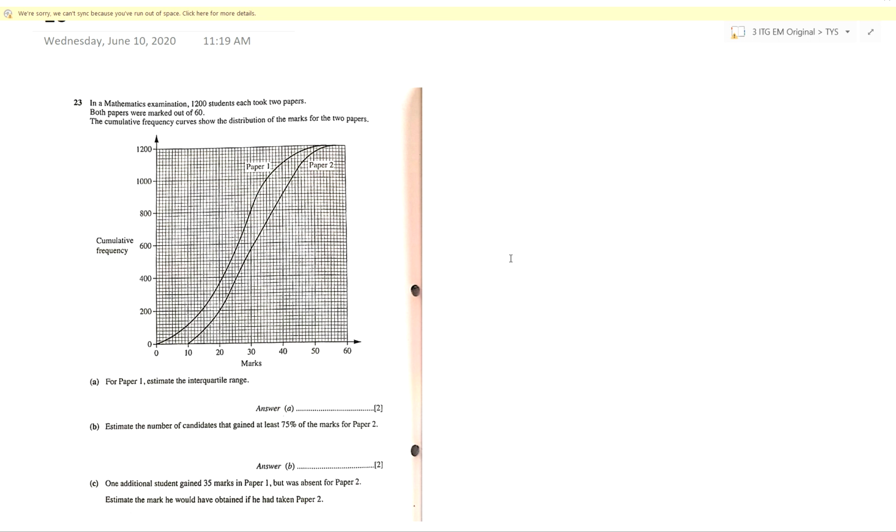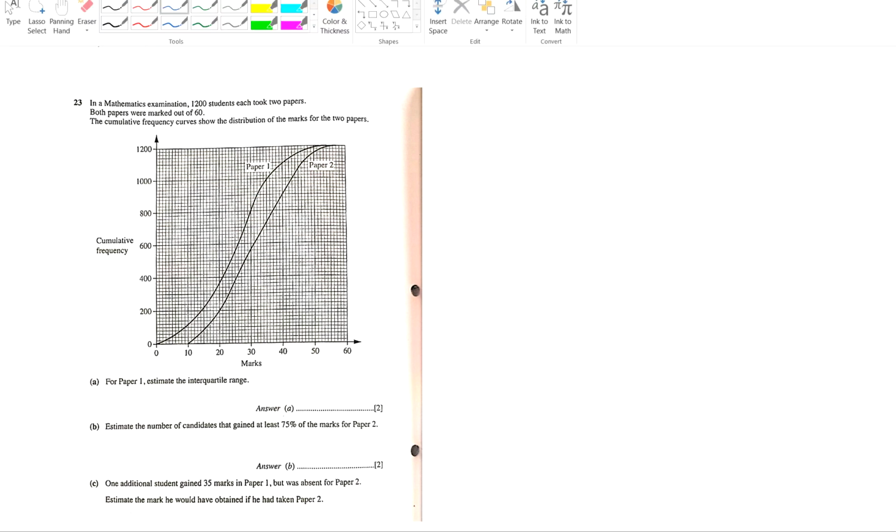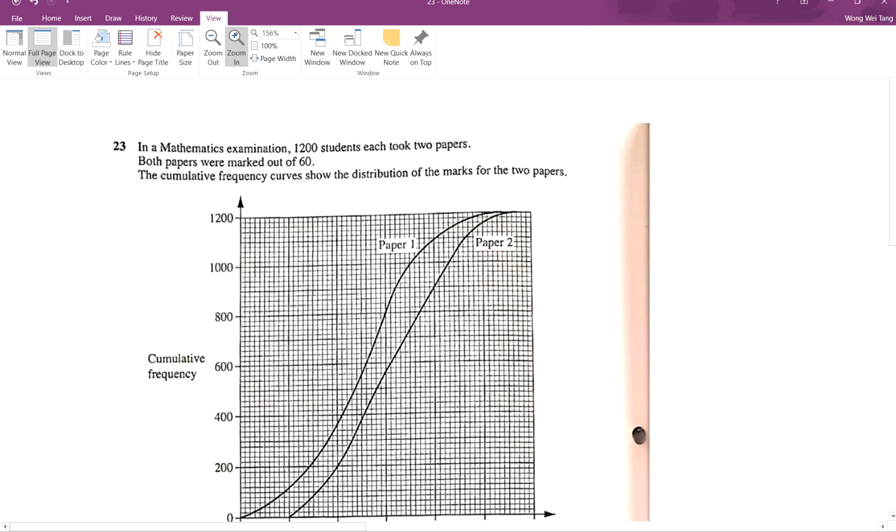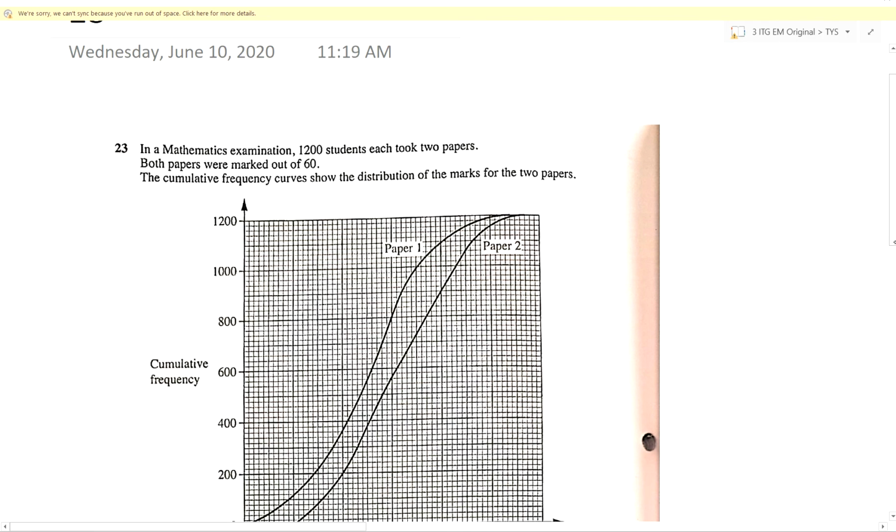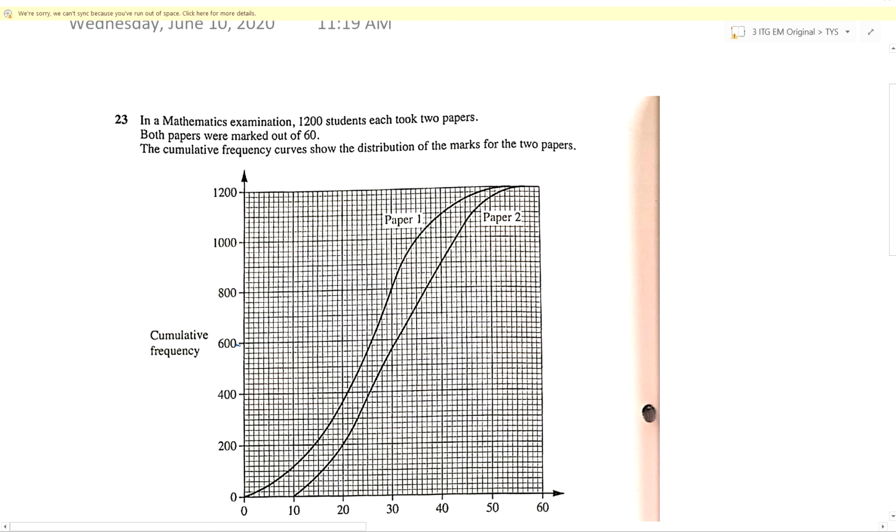Well, it is definitely not about consistency. It is a question on performance. Therefore, we'll be using the median. Let's find out the median of these two papers. We've got 1,200 students sitting for each paper. So the median position in your cumulative graph will be in the middle. So 600. Draw a line, 600 across, go down. You get two values.